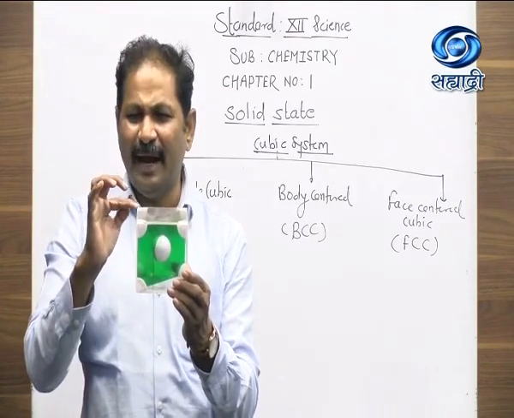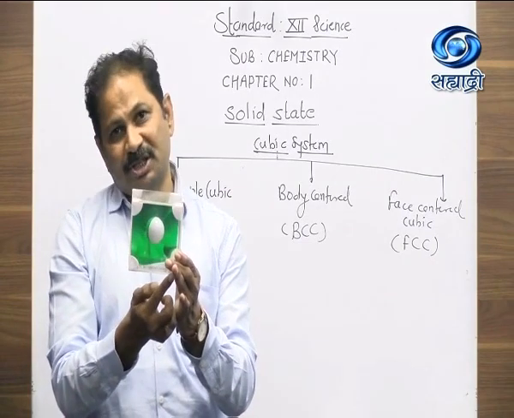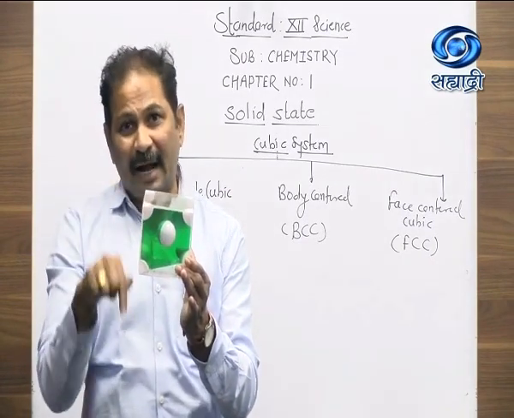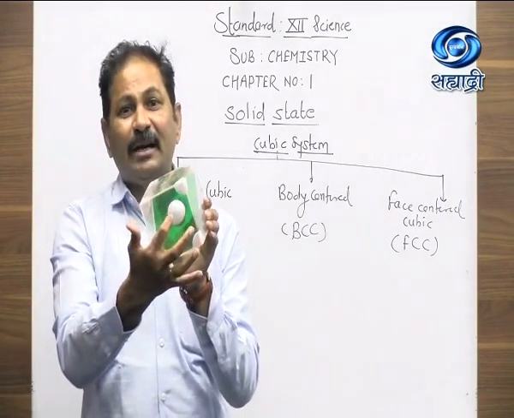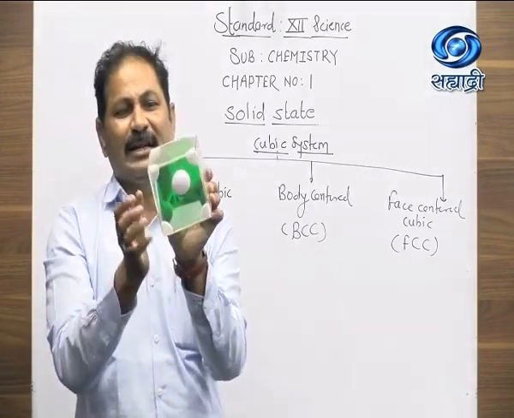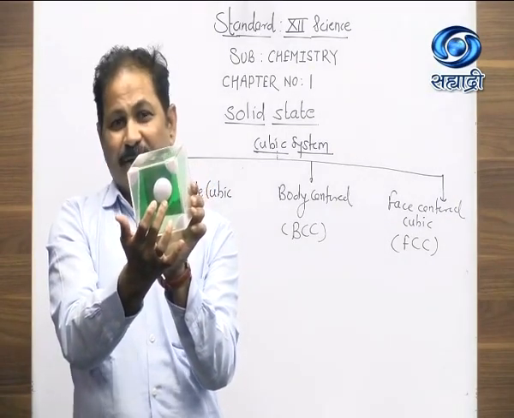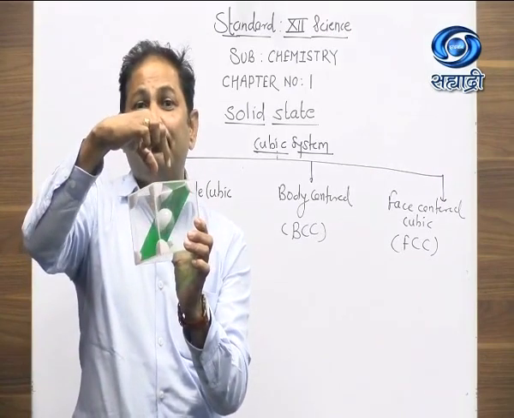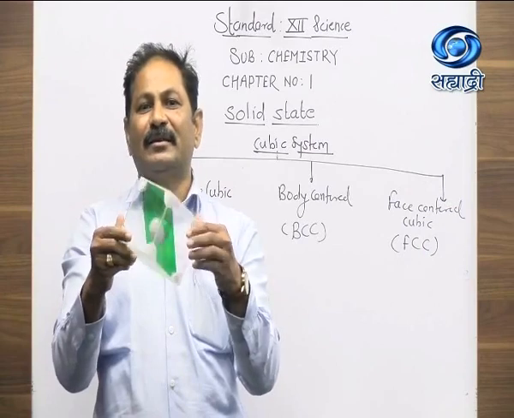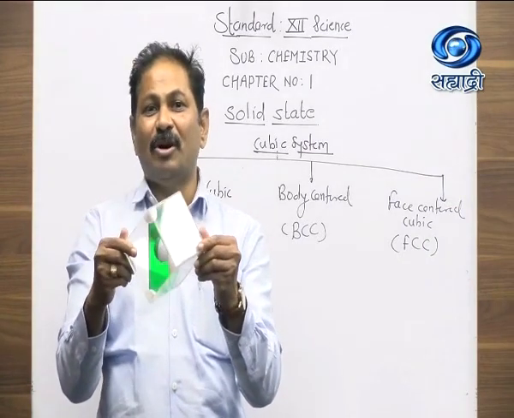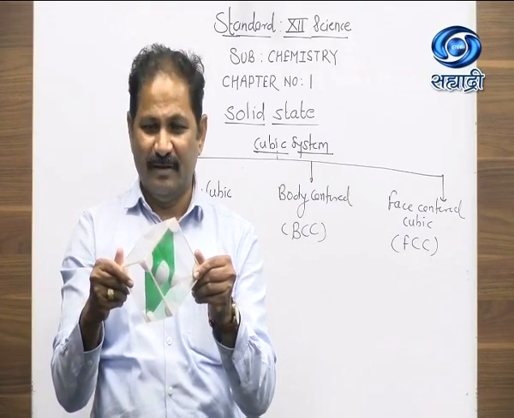Like the simple cubic system, 8 lattice points are present at the corners of this cubic system also. In addition to that, one complete sphere is present at the center of this cube. You can see at the center of this cube, one complete sphere is there. That's why that sphere is called a body sphere. Hence, this type of arrangement in a cubic system is called a body-centered cubic system. Right?